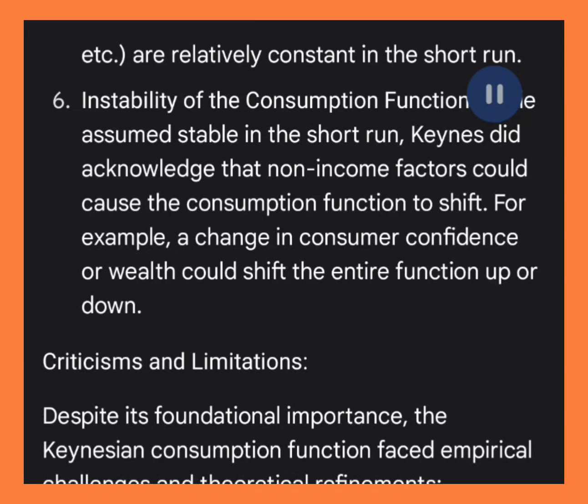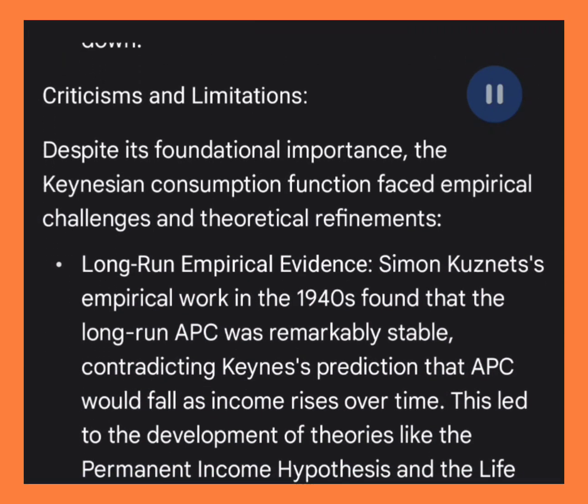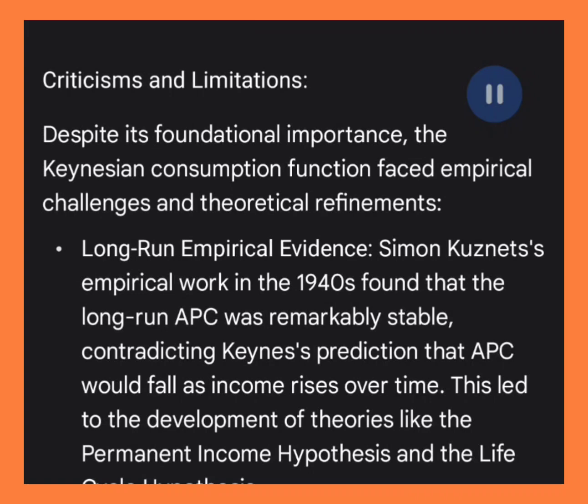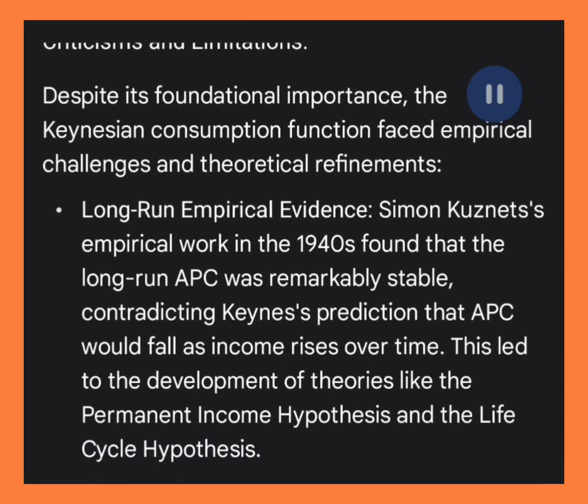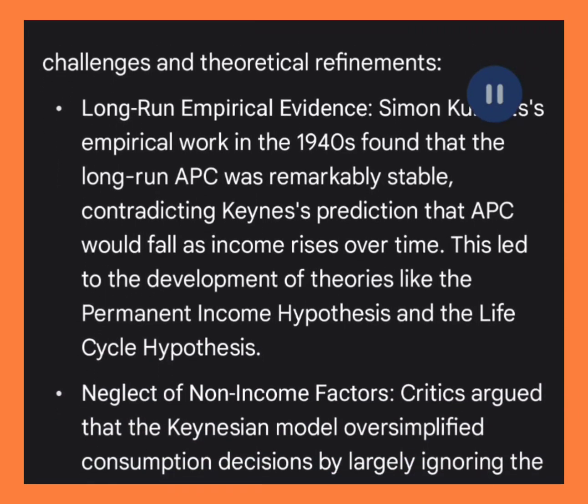Criticisms and limitations. Despite its foundational importance, the Keynesian consumption function faced empirical challenges and theoretical refinements. Long-run empirical evidence. Simon Kuznets's empirical work in the 1940s found that the long-run APC was remarkably stable, contradicting Keynes's prediction that APC would fall as income rises over time. This led to the development of theories like the permanent income hypothesis and the life cycle hypothesis.